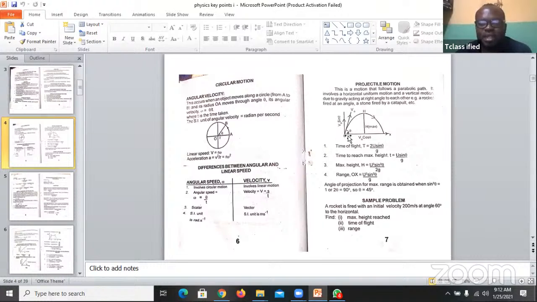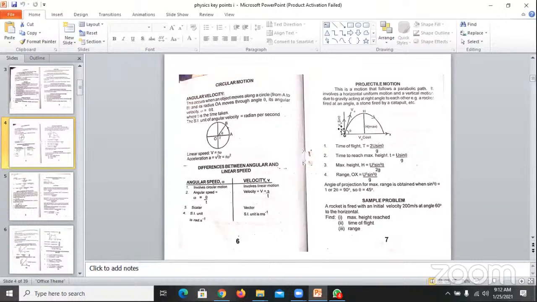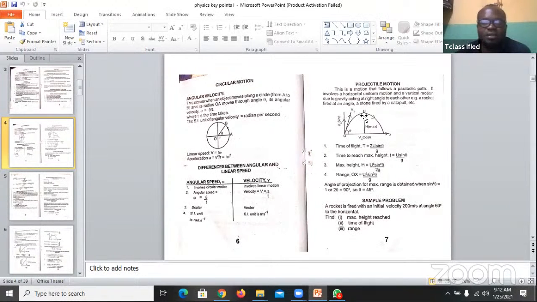Then the time to reach the maximum height is the time it takes to go from here to this maximum height h. So it's simply half of the total time of flight. And that's why it is t equal to u sine theta over g. So you can see that the difference between these two formulas is simply the 2 in front. So 2 times the time to reach the maximum height is the time of flight, okay?